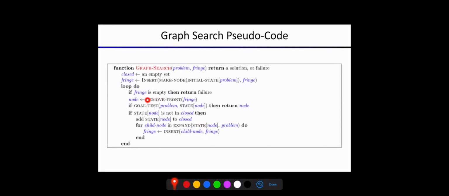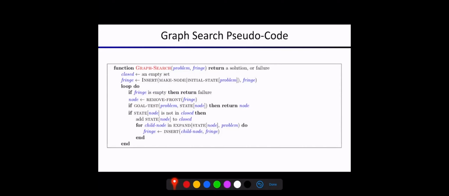So you remove it from the fringe by popping. How are you going to store it? This fringe is going to be a LIFO or stack or a FIFO queue, and this remove front will be a pop from a stack, or a pop from a queue, or a dequeue. And then we have a goal test, which is provided by the model. And so we plug in a state, the state which is removed from the fringe, and check if it's a goal. If it is a goal, then we return.